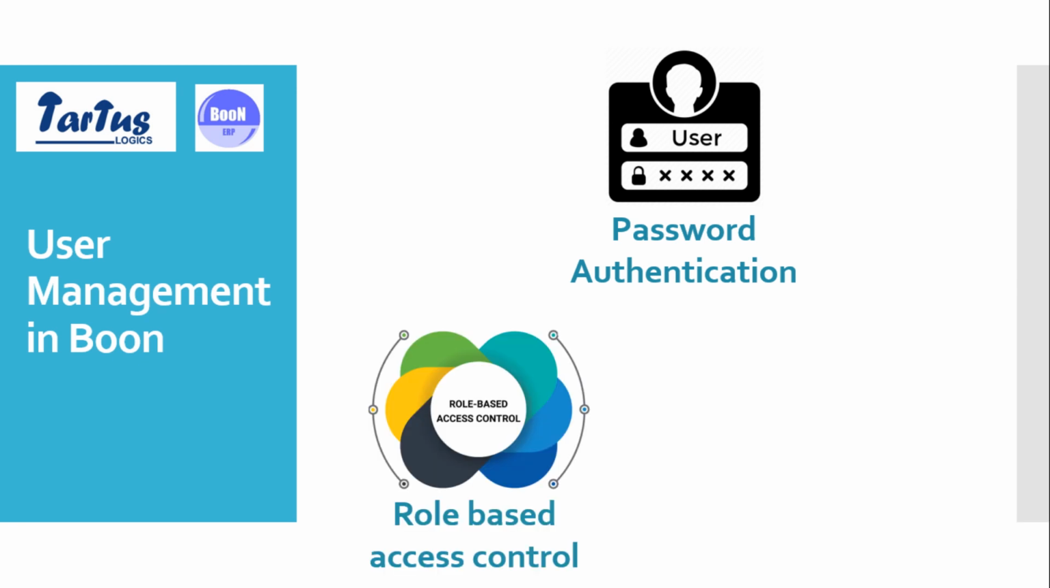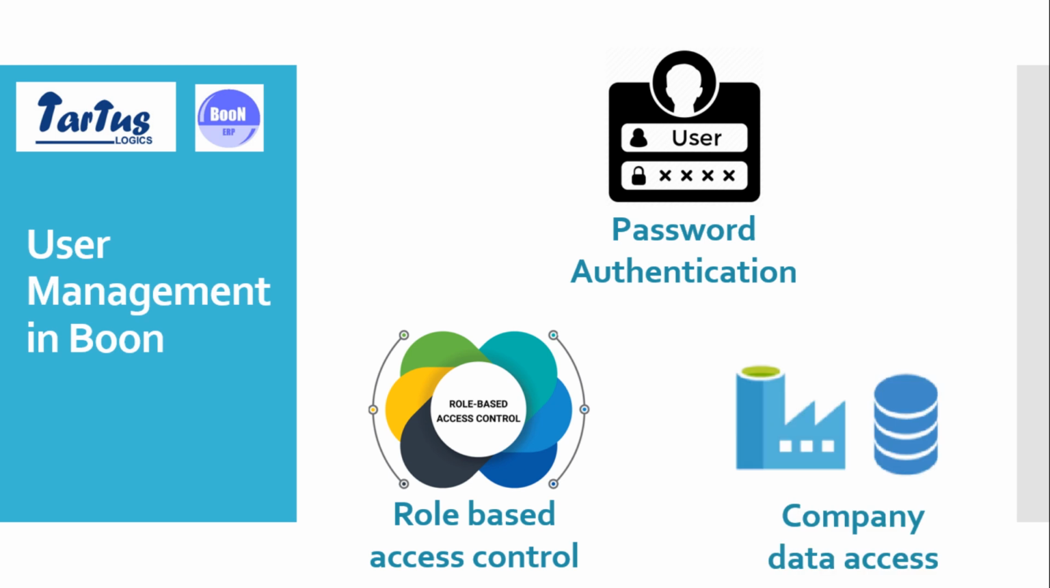Second feature is role-based access control. These are the definition of what role will be performed in Boon. There will be a set of defined roles with certain permissions wherein we can perform the operation according to the definition. Third feature is access to the company data.